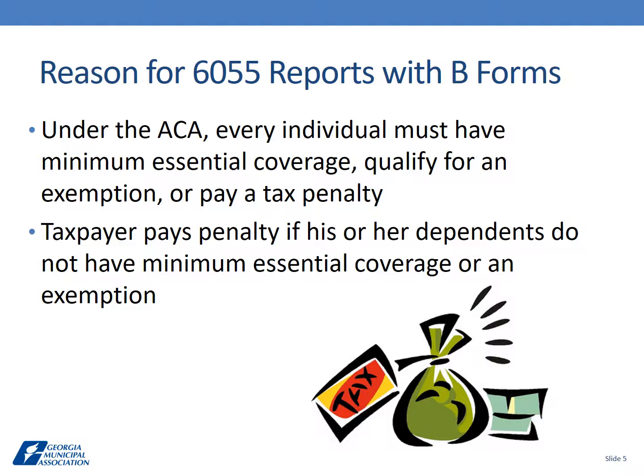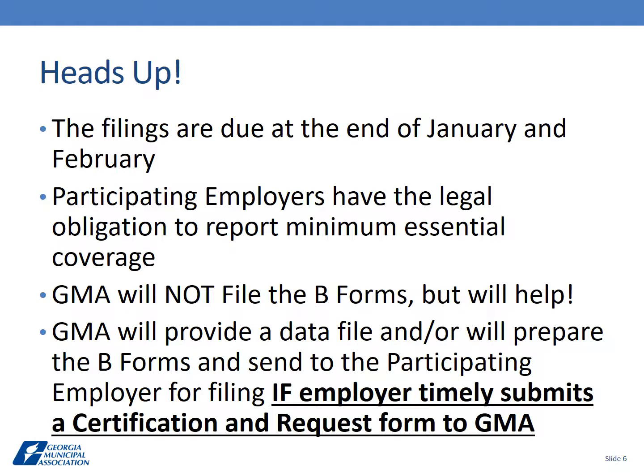What's the reason for these reports? Well, under the ACA, every individual must have minimum essential coverage, qualify for an exemption, or pay a tax penalty. The taxpayer pays a penalty if his or her dependents do not have minimum essential coverage or an exemption. Heads up, the filings are due at the end of January and February of each year.